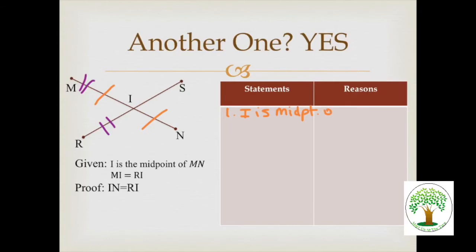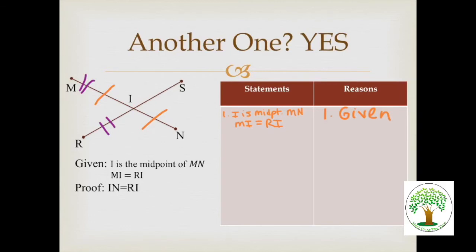I'm not even going to say of. I'm just going to write midpoint MN. And then I'm going to put MI equals RI. I want you to notice we're not doing the congruence right now. And then I'm going to squish it down because I have that ability. Reason is Given. That's a 1 over there, not a 2, by the way.